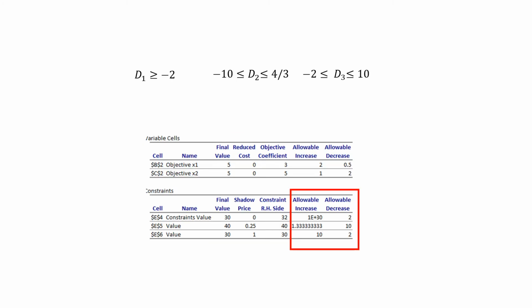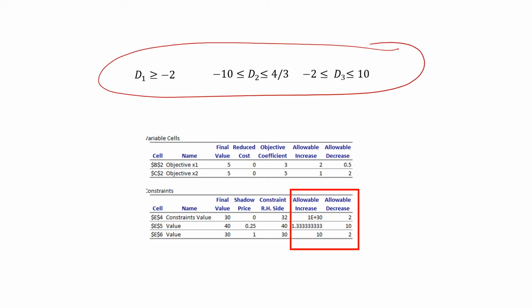And you can see that on the Excel output. This is what we calculated for this problem. That was our feasibility ranges. If you look on the Excel output, those are the exact same numbers that you see. The increase that you're allowed or the decrease that you're allowed.